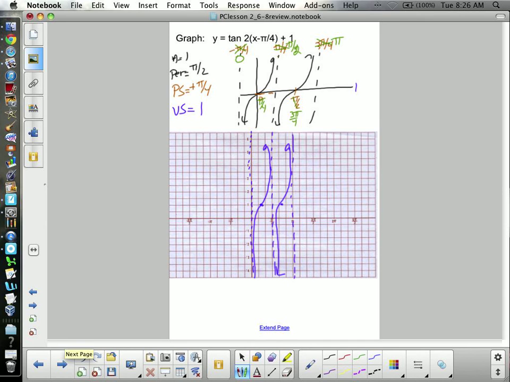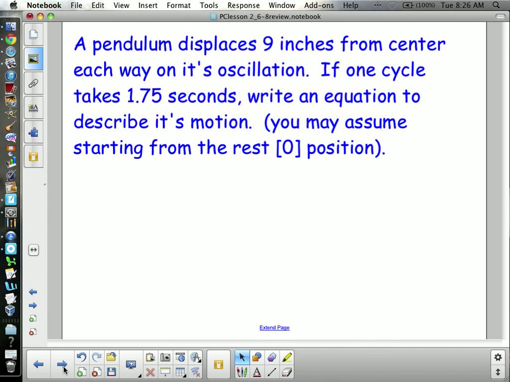Still going up and to the right, and that's my graph. Narrower, shifted right and up. But take one element at a time. Don't try to do it all at once. One last one quickly. Should be pretty quick.